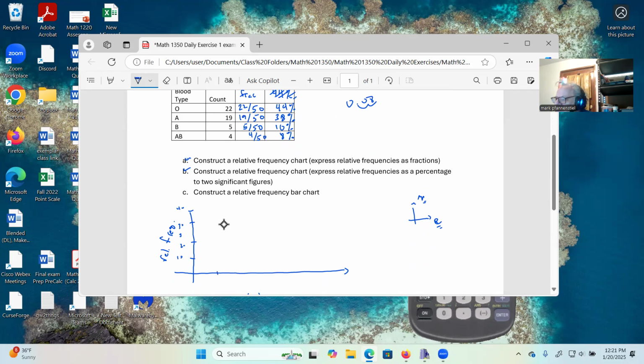And we could just say, okay, this is my O. And what we're going to do here is we're just going to say, okay, we have 44%. Sometimes people like to write this either on top or in the middle of their bar. That's fine. We can go through, we can say, okay, this is going to be A. So we have A. With bar charts, there's generally space between the values.